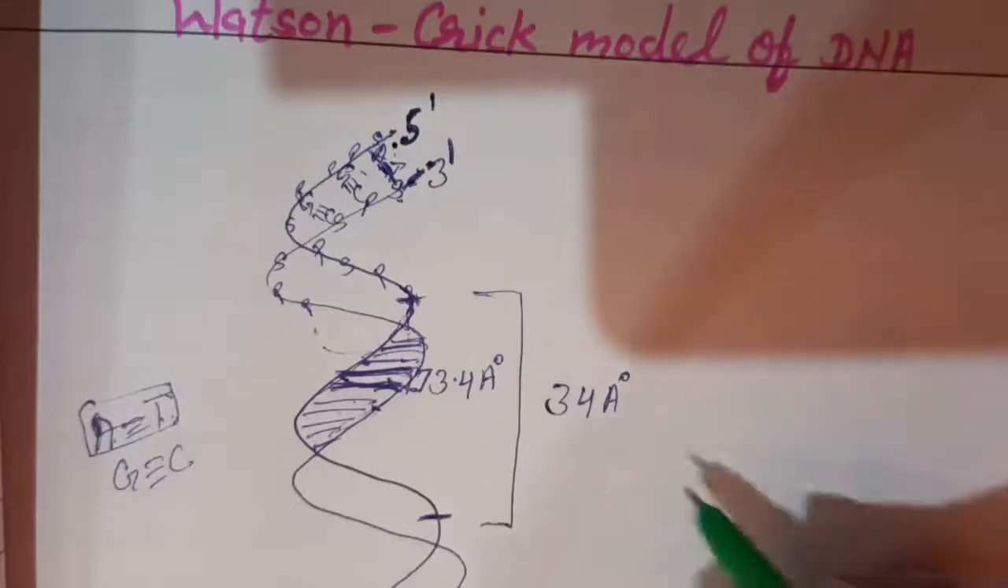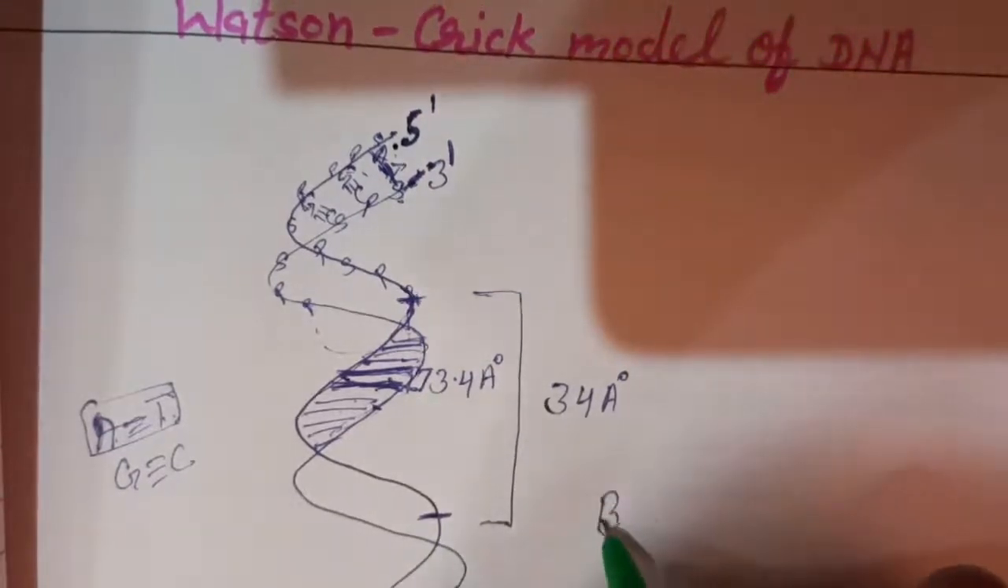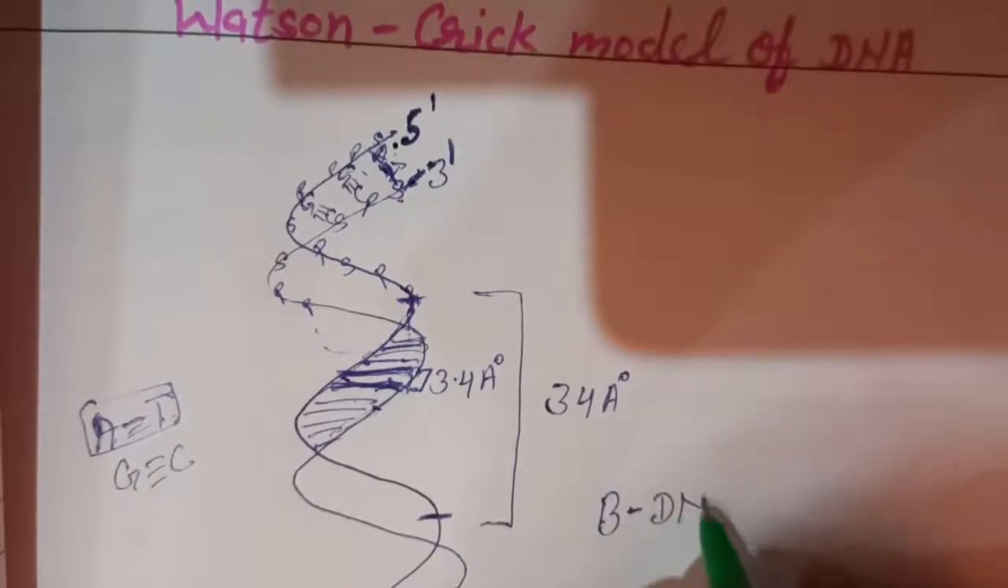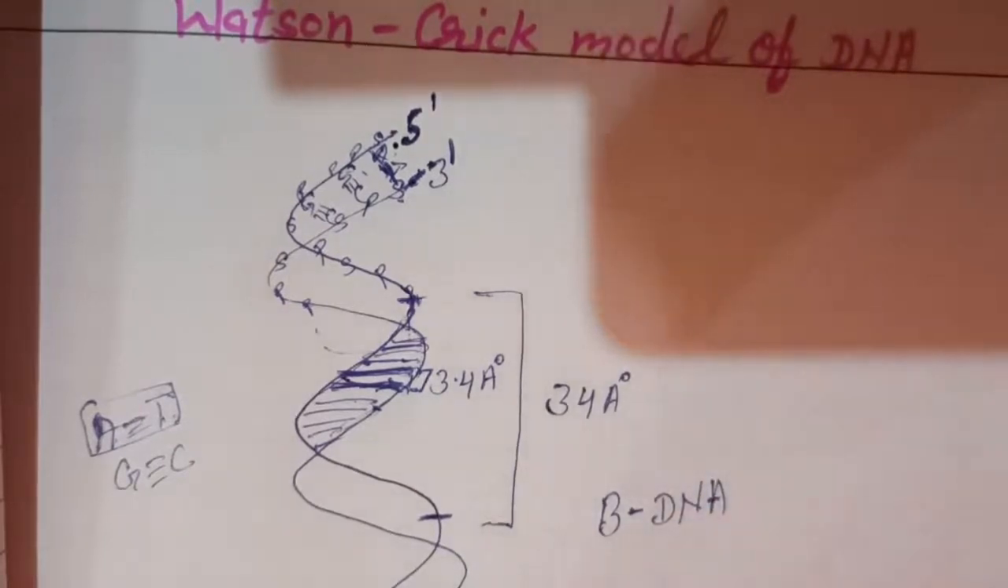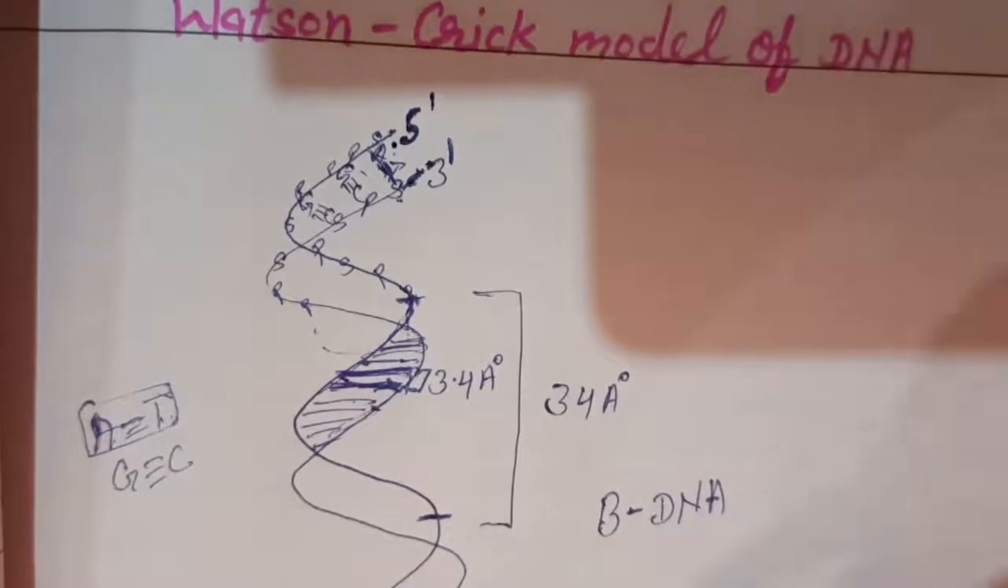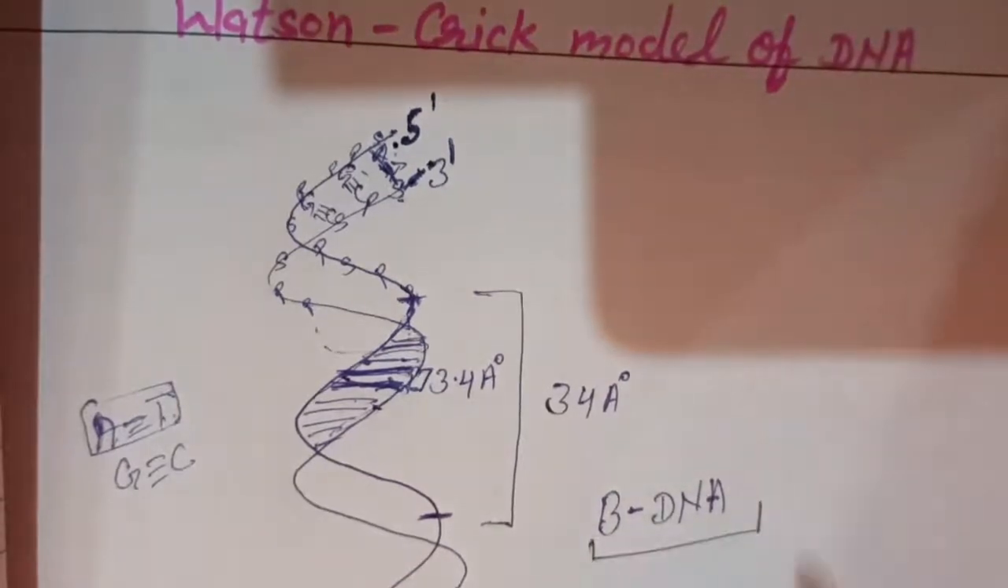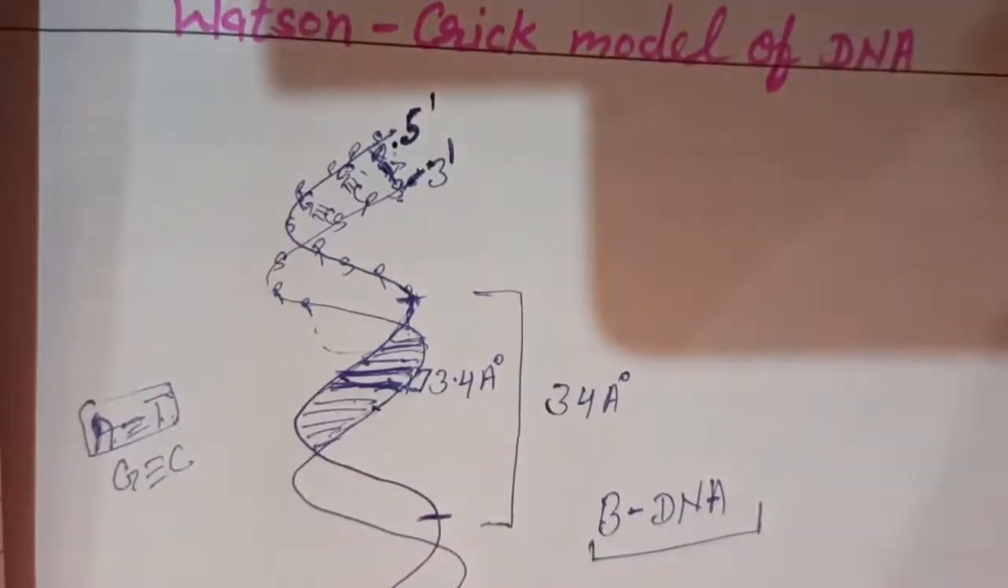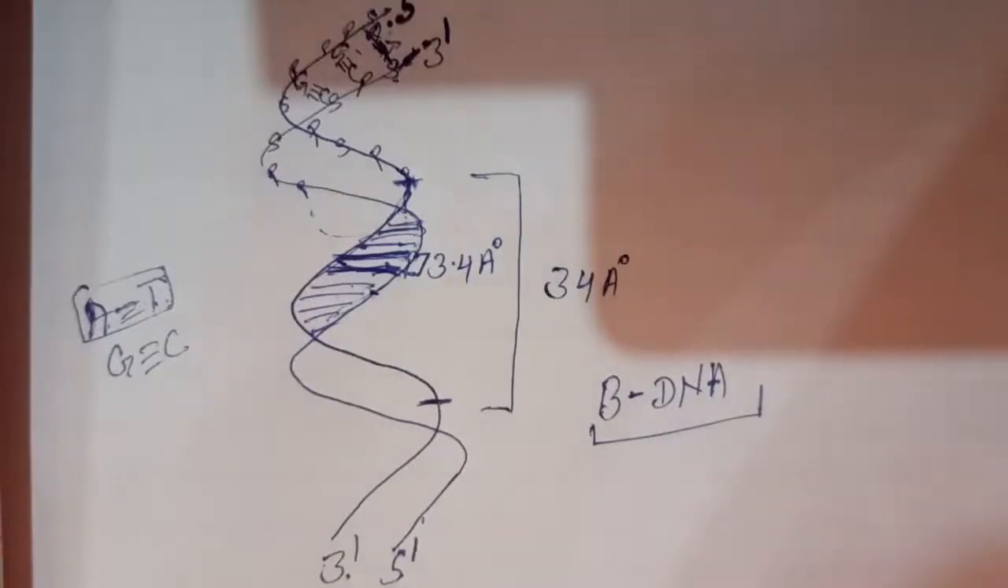And this form of DNA is called B-DNA. DNA is present in various forms. There can be A-DNA, Z-DNA, like that. So this form is called B-DNA. I hope this Watson and Crick model of DNA is clear to you all.